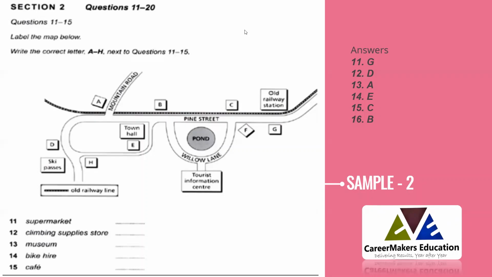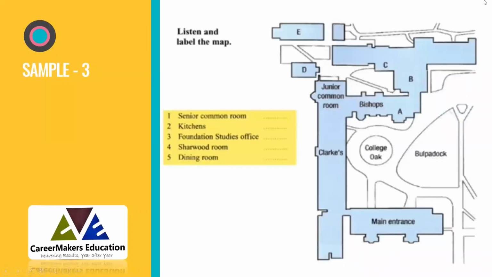All right. So this was about map completion. Earlier we have taken that plan. One more example we are taking now. So, yes, the first sample was comparatively very easy. This map completion was a bit tough. And now we'll have a look at another third sample. So have a look at this map, and then we'll label it by listening to the recording.